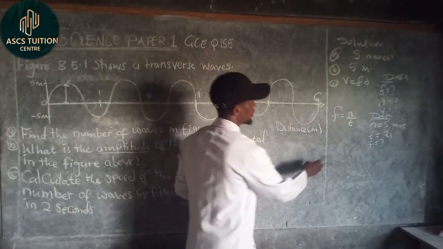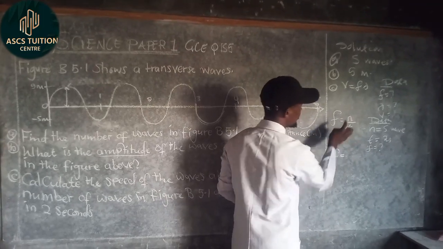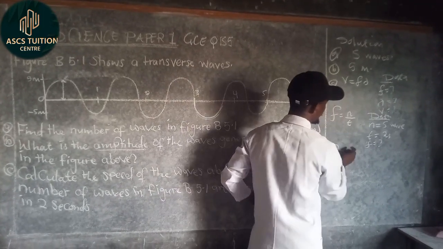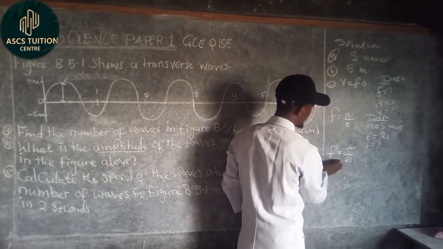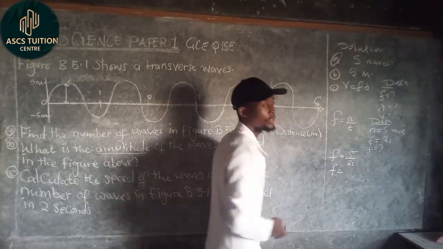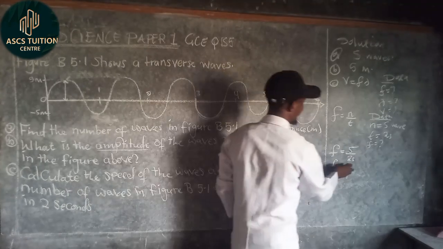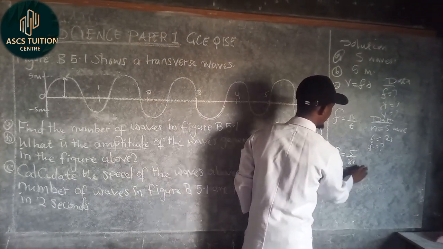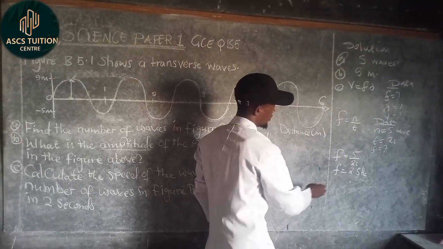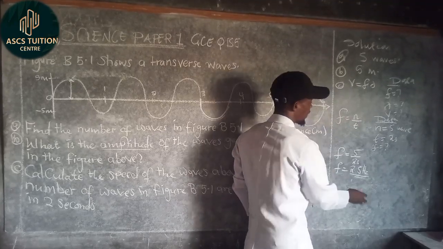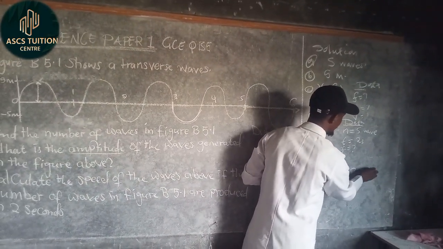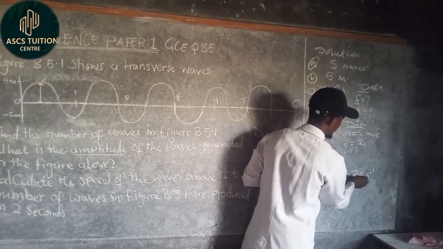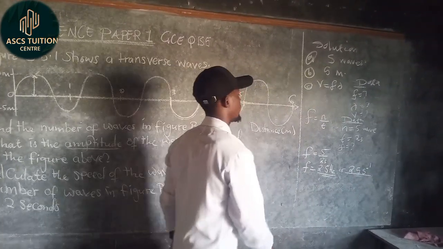Then we say that frequency is equal to the number of waves given. We have 5. We divide it by the time, which is what? 2 seconds. Frequency is equal to 5 over 2. What is our answer? 2.5 hertz. That is our frequency, which can also be written as 2.5 seconds to the power negative 1. It's the same.